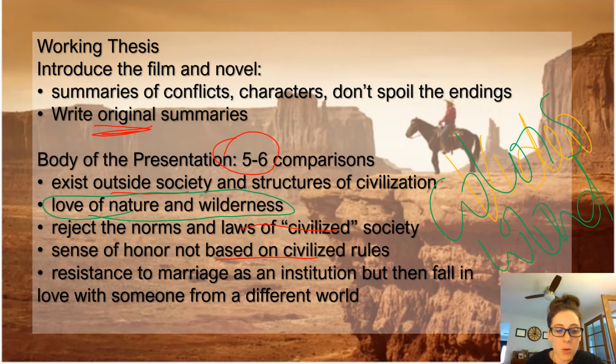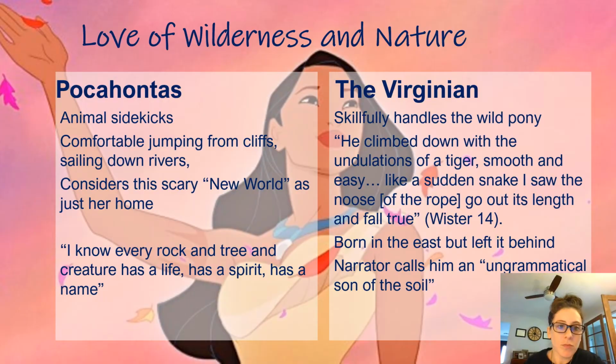Okay, so let's move on. So for an example, this is possibly what one of your comparison slides could look like. I have the trait up at the top, the love of wilderness and the love of nature, and then I have these 2 boxes to show my film hero and the novel hero, and then I have some information underneath each one. So I have an overview of what I'm going to talk about.